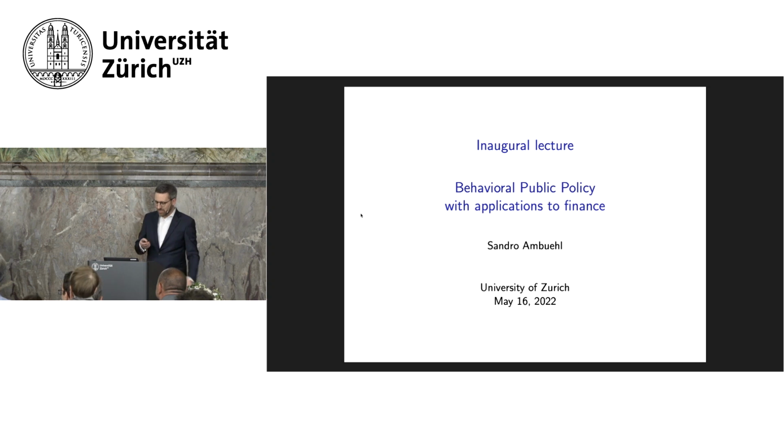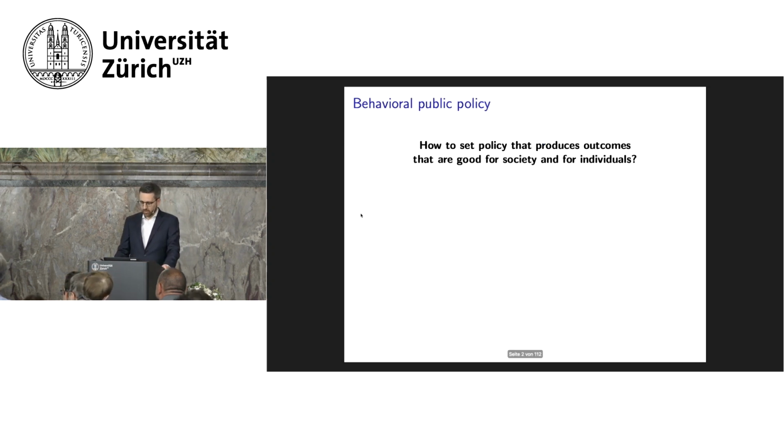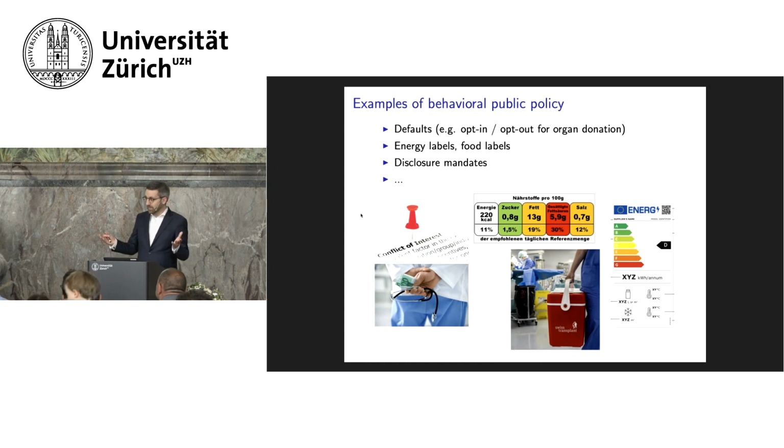All right, so this is about behavioral public policy with applications to finance. Now, in public policy, the overarching question we try to answer is, how should we set policy that produces outcomes that are good for society and for individuals? Now, let me give you a couple of examples.